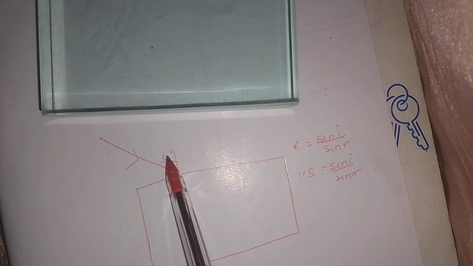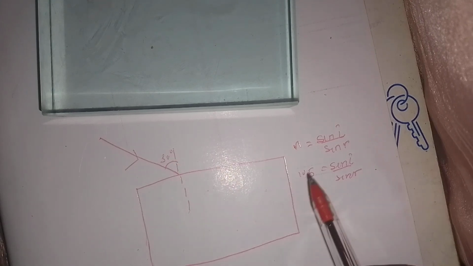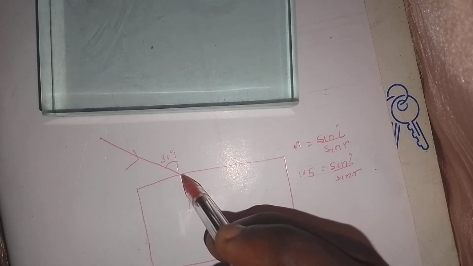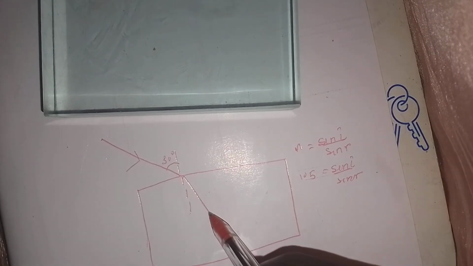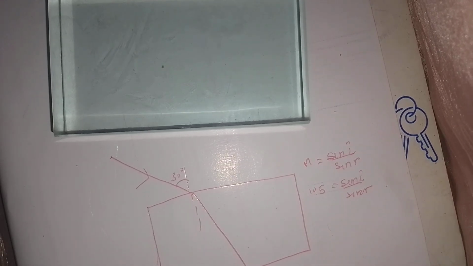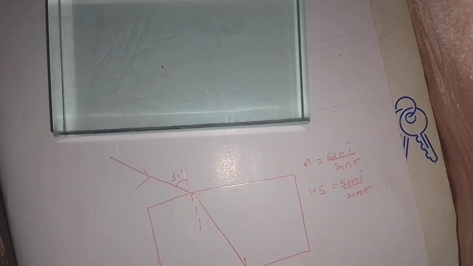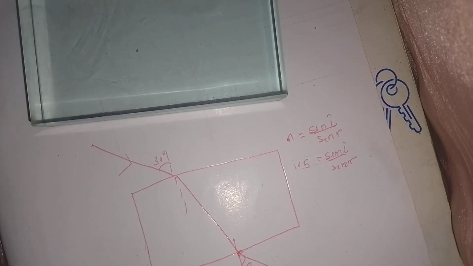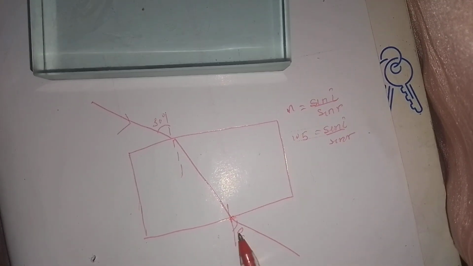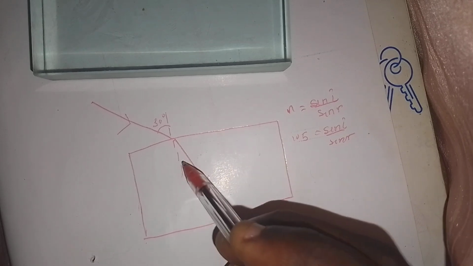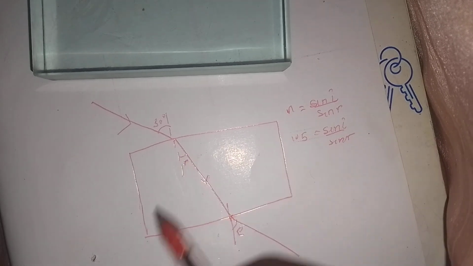All right, if I choose this angle as 30 degrees, you realize that the light is going to be bent. Okay, and then when it's leaving again, this is what we call the angle of emergence. This angle of emergence is also 30 degrees. All right, now this is a refracted ray. Okay, then this is the angle of refraction.